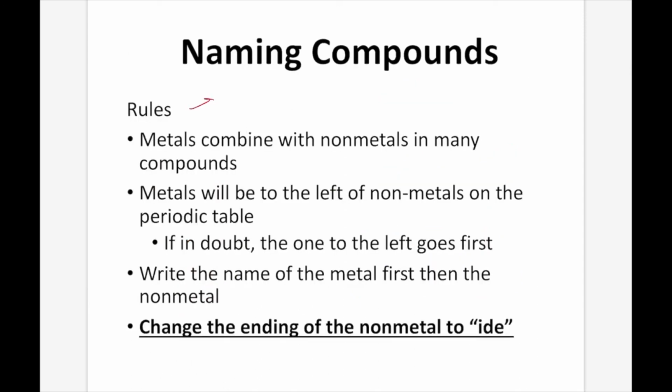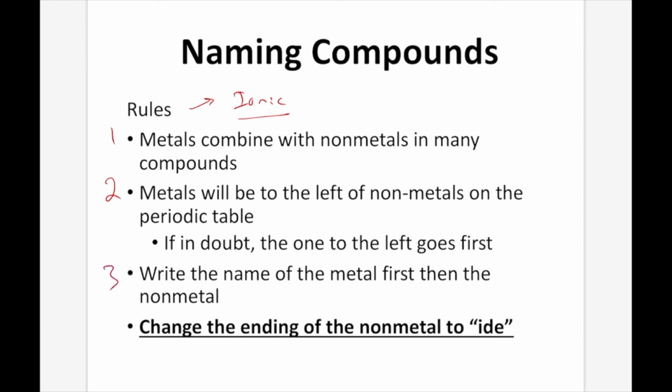Naming compounds, rules. Now for these, we're going to be talking about a special kind of compound called ionic compounds. There are other kinds of compounds, but for this, we're going to talk about ionic compounds only. In ionic compounds, the first rule is that metals are going to combine with nonmetals. How do we know which ones are which? Well, rule number 2 says that metals are going to be on the left, and the nonmetals are going to be on the right of the periodic table.